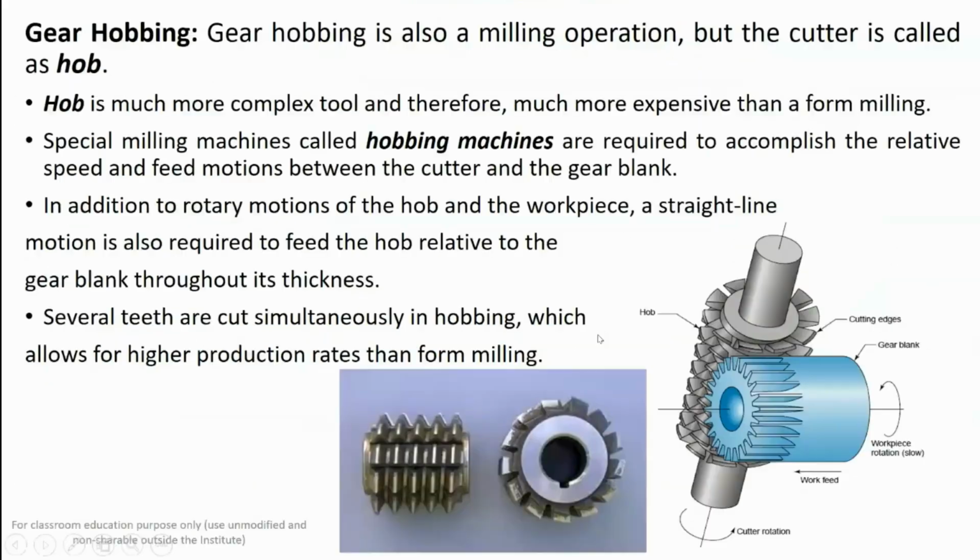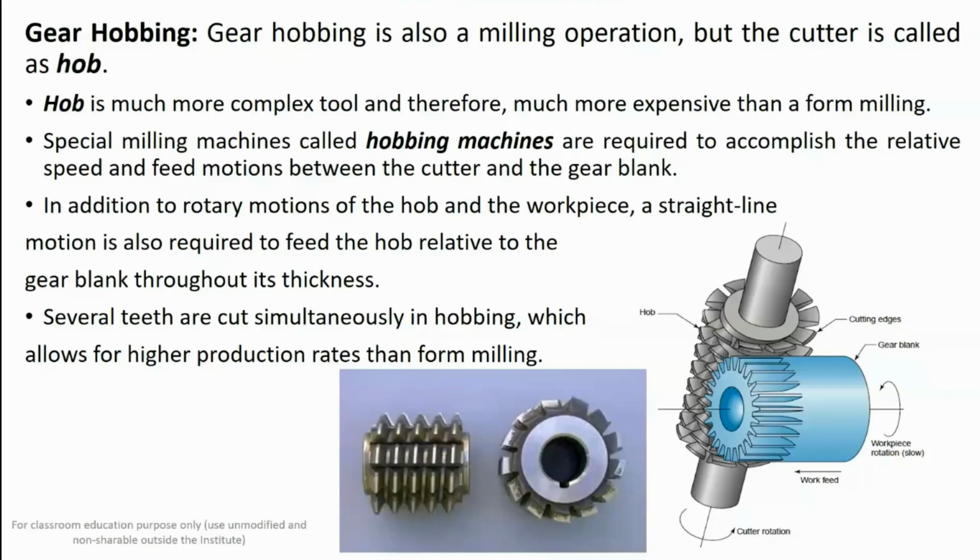Then we have gear hobbing. The gear hobbing operation is similar to the milling operation, but the cutter is somewhat complex and it is a series of stacked cutters. You can see there are many cutters which are joined together, and this particular tool is called a hob tool.